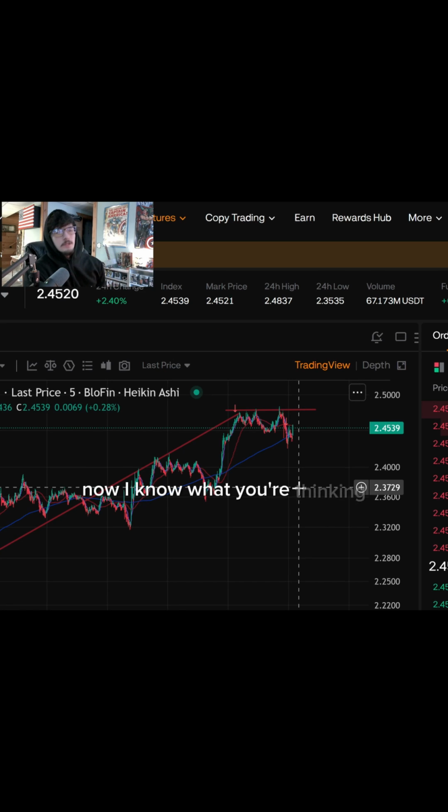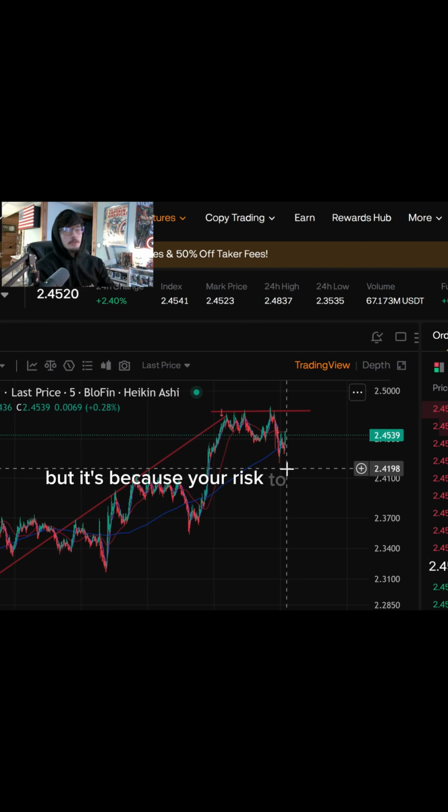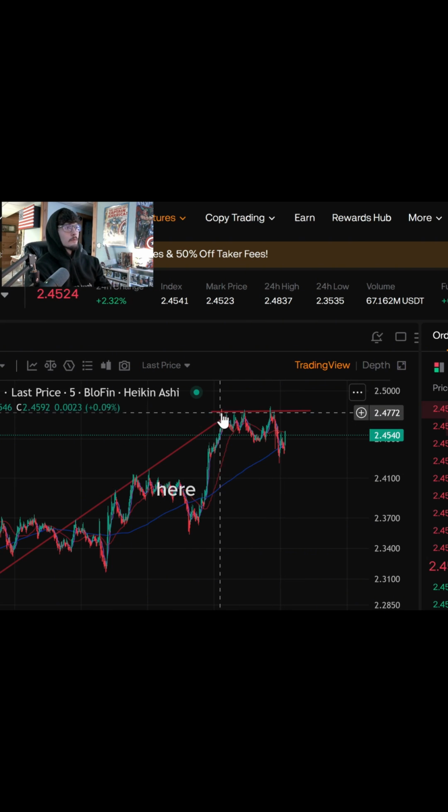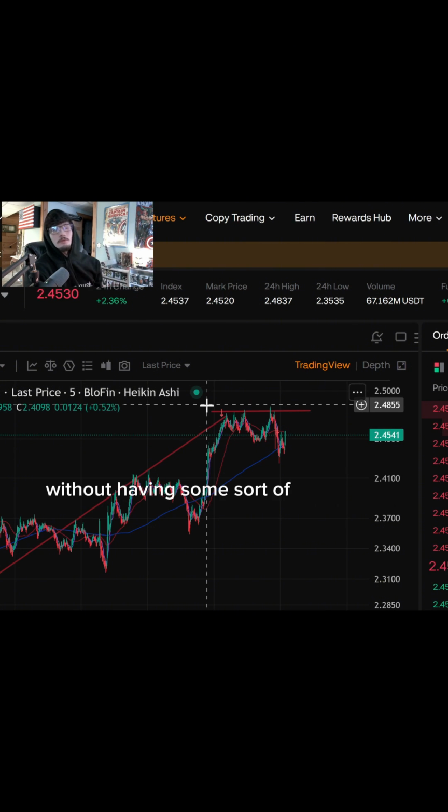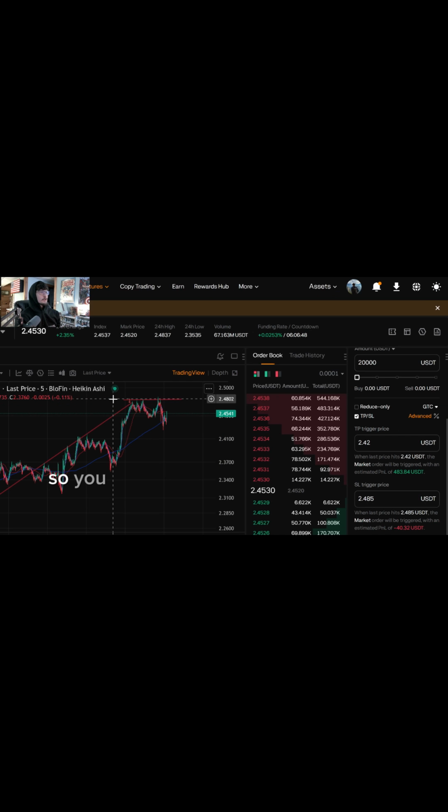Now, I know what you're thinking. A 0.8 cent move is just not all that much. Why would you even try to take this trade? It's because your risk to reward is so favorable here. Remember, we've got a quadruple top, meaning that the likelihood that the price goes past this level without having some sort of retracement is extremely low. So you could put your stop right around here at 2.485.